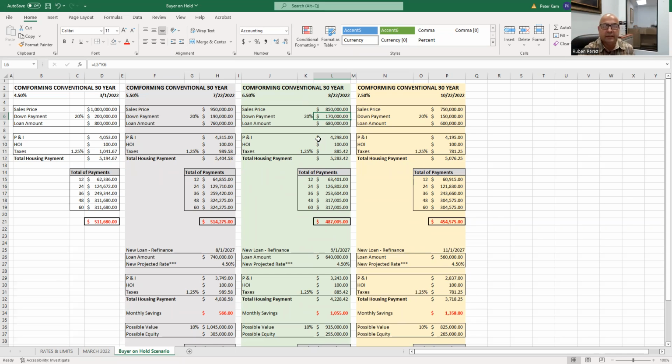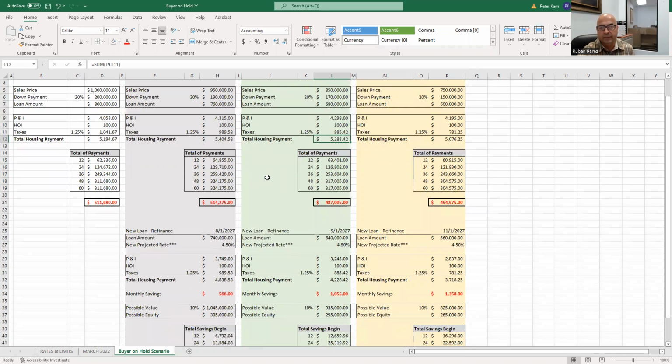So based on this scenario, not to take too much of your guys' time, the same scenario, 850 with the same rate, or actually a 6.5, the housing payment would be 5283. Okay, so look at the difference.